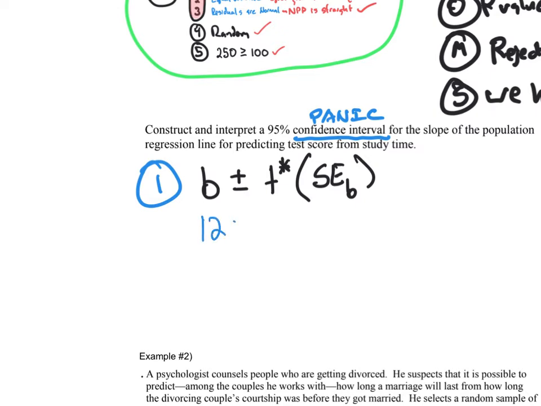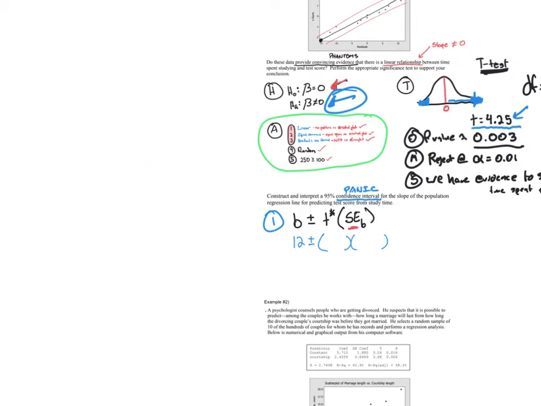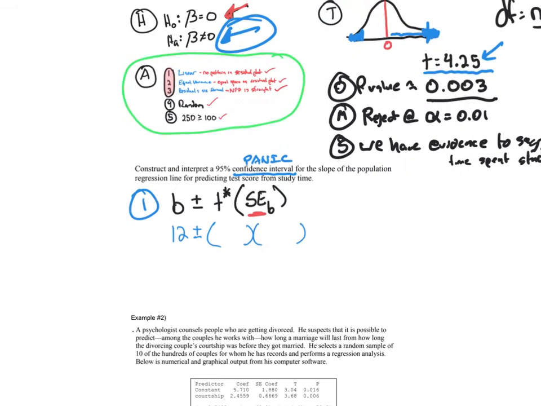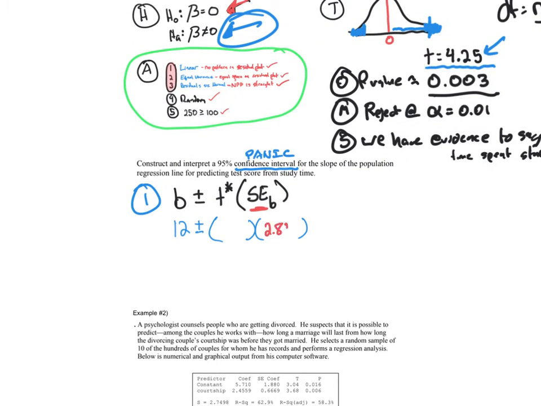So we got 12 plus or minus t star. Let me come back to that in just a second. But let's do standard error of b. What is the standard error of b? That is in our computer printout again. SE coefficient: if the coefficient is the slope, the standard error of the slope is that one, 2.825. So here we go, 2.825. And then t star.